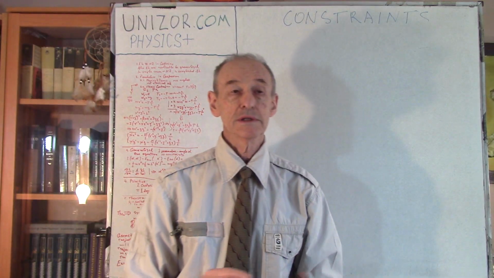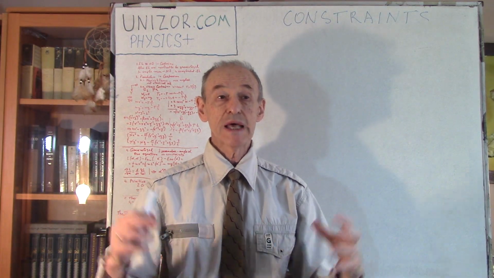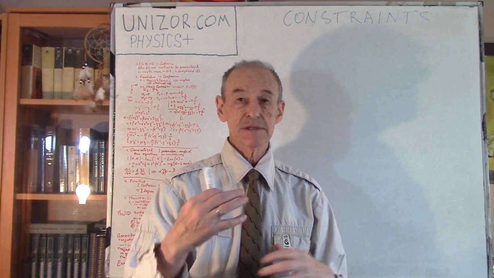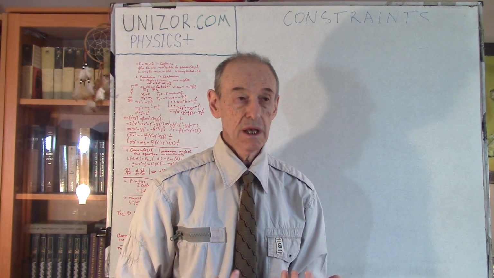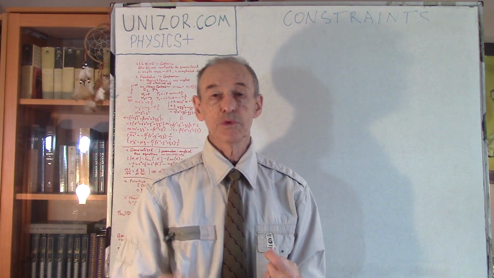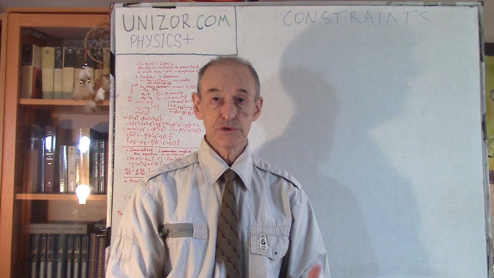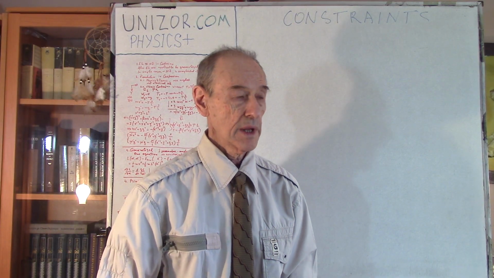So my point is that if you have some kind of movement of a mechanical system which is constrained by certain constraints, then it's much better to use generalized coordinates in the Euler-Lagrange equation. This is just another reason for introducing all this.